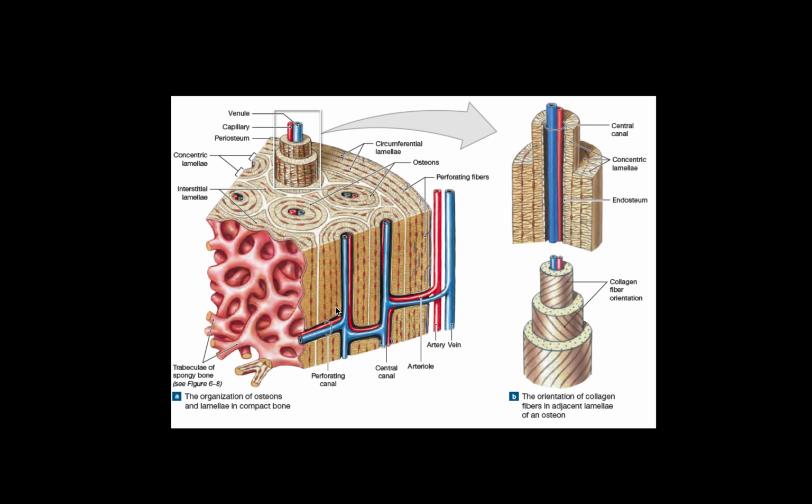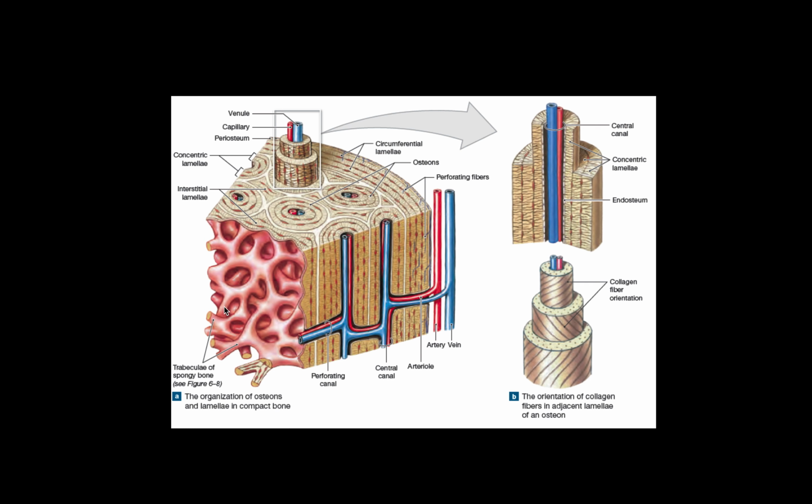But mostly they are provided by the Volkmann canals, and they traverse perpendicularly, and they come in from the perforating fibers from the periosteum. So it comes on in and traverses perpendicularly into the osteons to reach the osteocytes, and then it reaches the endosteum on the inside, and deeper in is the trabecula.